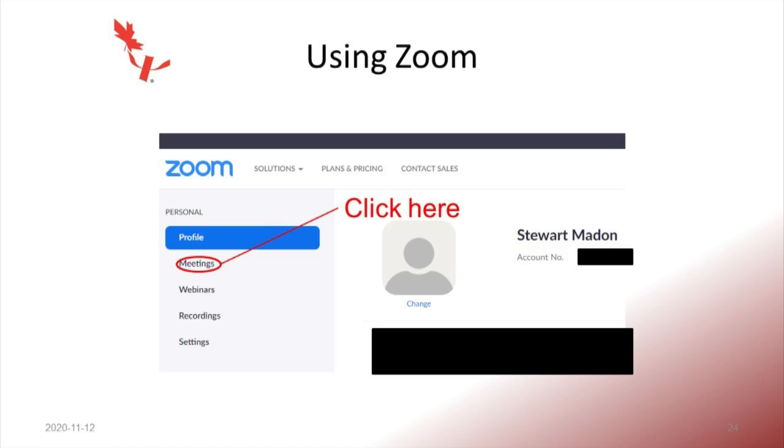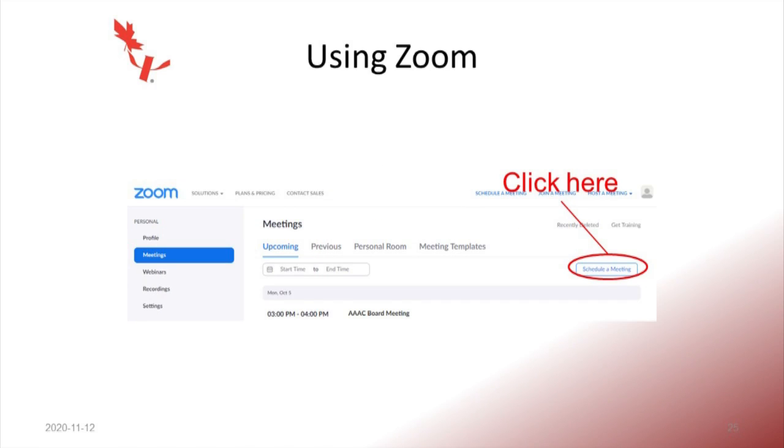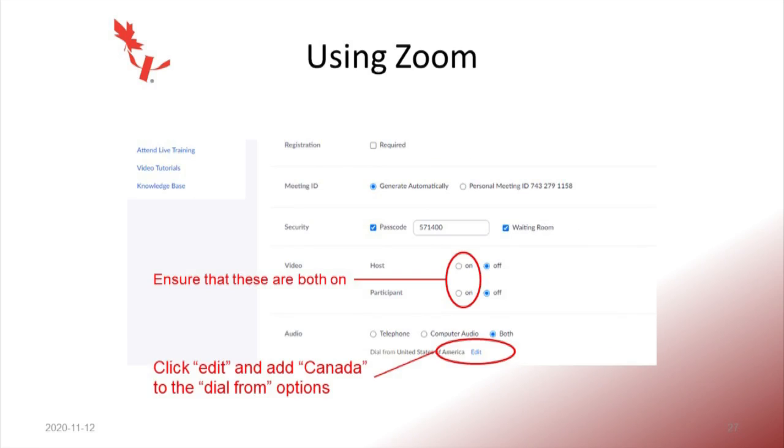At this point, you're going to click on Meetings, and then you're going to have a button that says Schedule a Meeting. Once you click on the Schedule a Meeting button, you should see a screen that looks something like this. So you're going to fill out the appropriate topic, meeting title, the date and time using the drop-down menus, and so on. And then once you've done that, you're going to scroll a little further down the page.